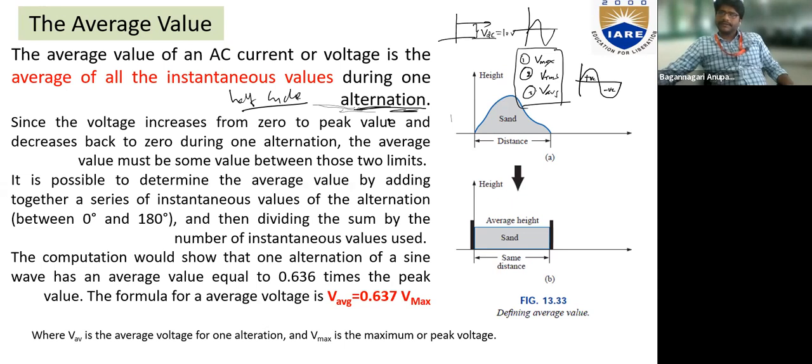So that's the reason why we do the calculations only for the first half cycle, that is, only for the positive cycle or the negative cycle, right? So what does it mean? The average value of an AC current or voltage is the average of all the instantaneous values during one half cycle. Since the voltage increases from 0 to the peak value and decreases back to 0 during one alternation, the average value must lie between those two limits.